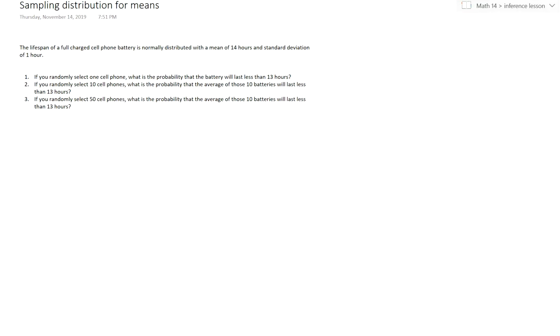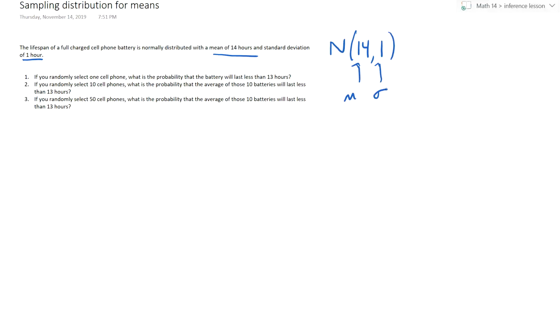Okay, here we go. I'm going to do three smaller lessons on means. I think this is what you guys will need the most. So here's the problem. The lifespan of a fully charged cell phone battery is normally distributed with a mean of 14 hours and a standard deviation of 1 hour. Sometimes we'll write this as normal with a mean of 14 and a standard deviation of 1. Mu is the mean, and sigma is the standard deviation.